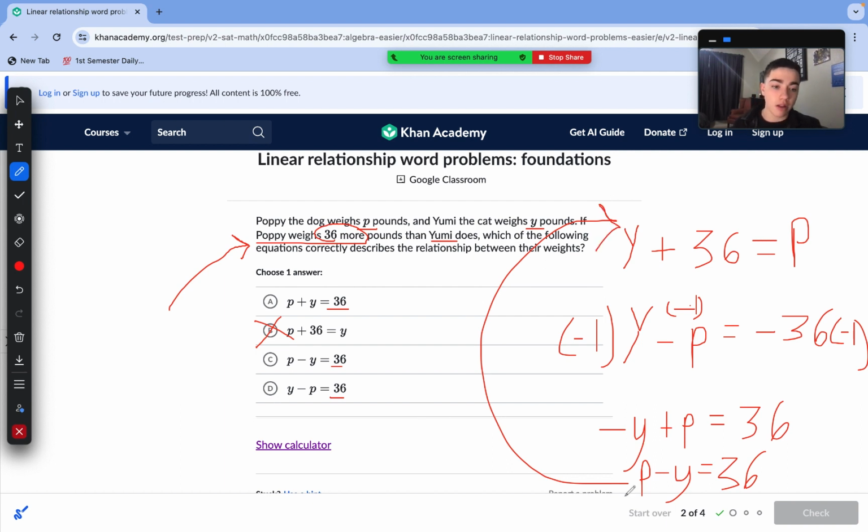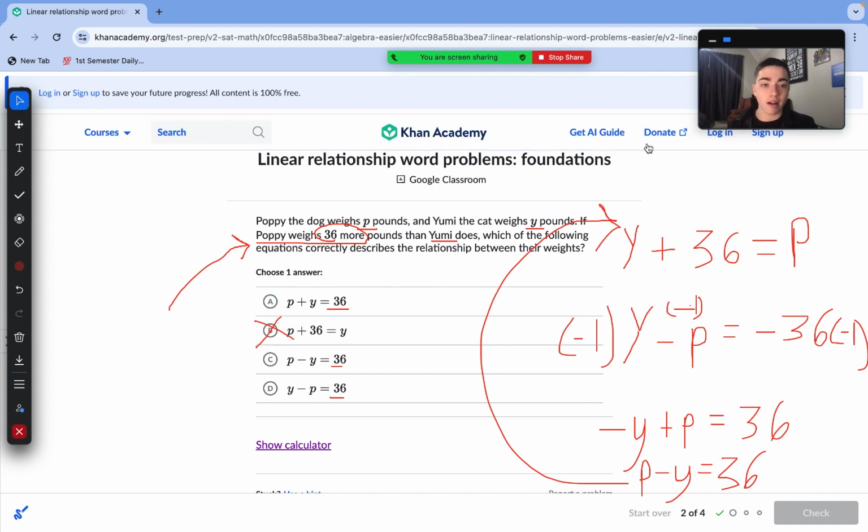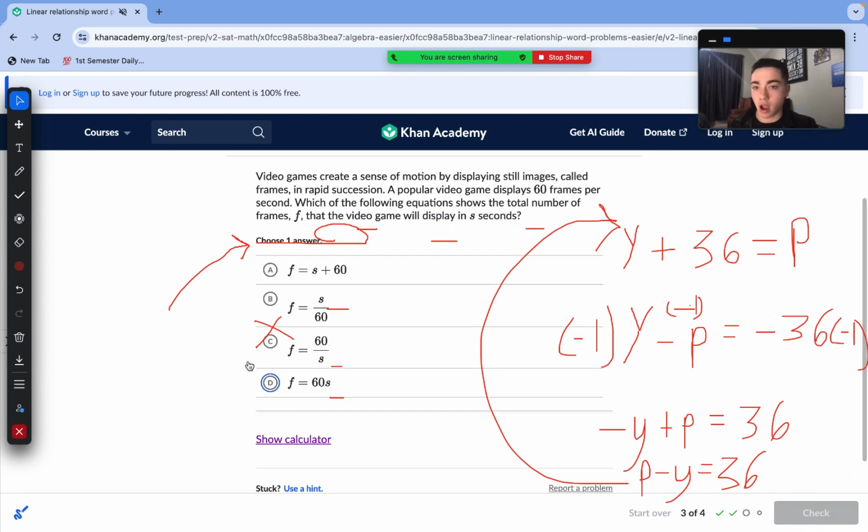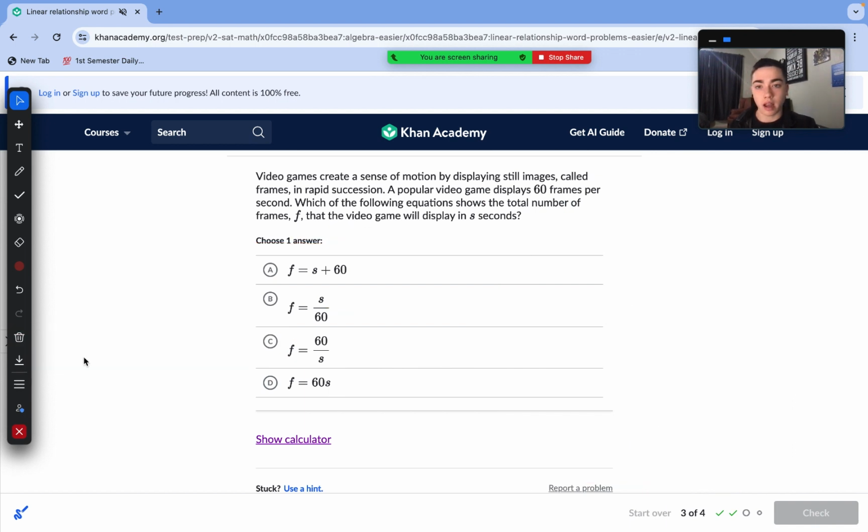So P minus Y equals 36, our answer choice C, is still correct, even though we had to do a little bit of manipulating. That is kind of what they're relying on. We get our initial equation, and then we might be confused: oh, it doesn't match any of the answer choices. Remember, you can still manipulate our equation using the laws of algebra. So answer choice C is the correct answer here. On to our next question.